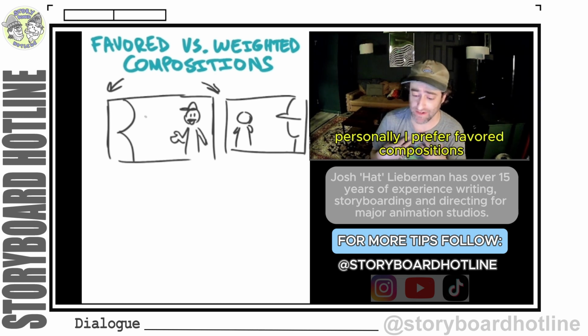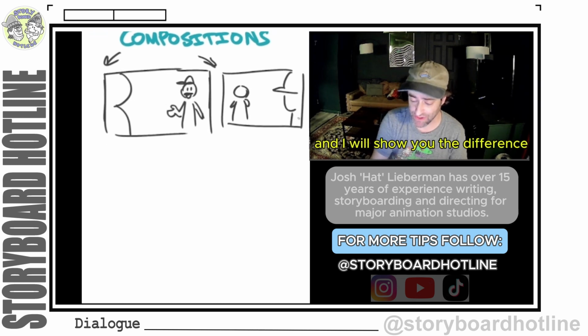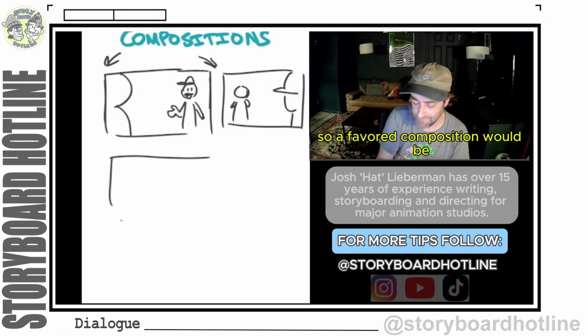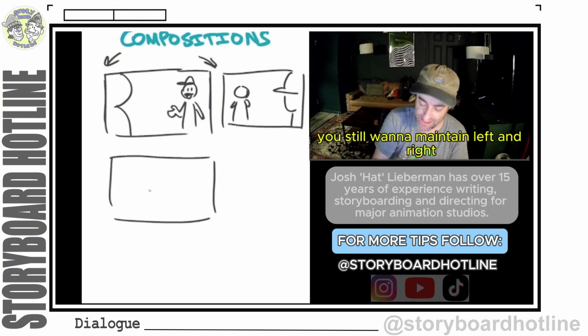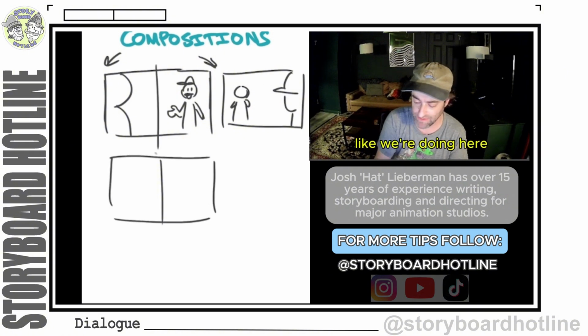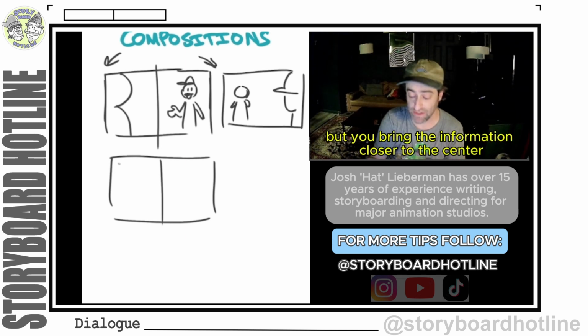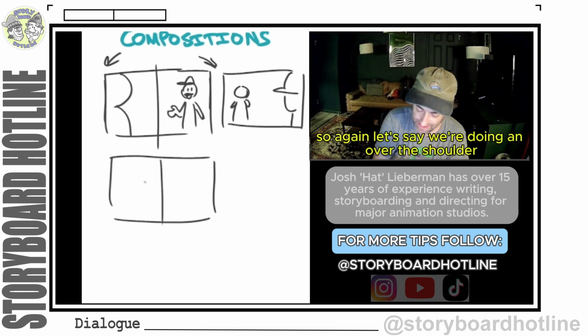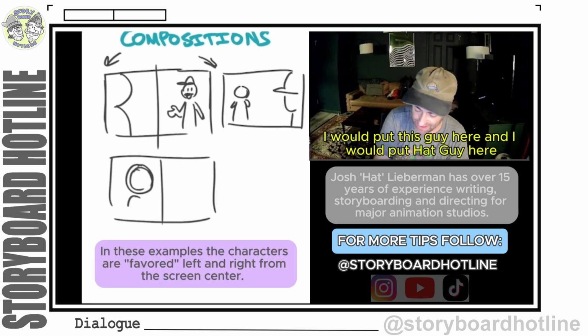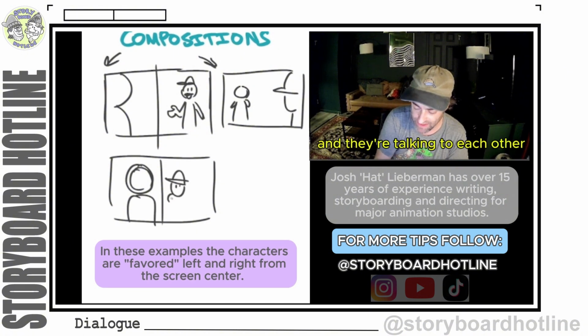Personally, I prefer favored compositions, and I will show you the difference and I'll show you why. So a favored composition would be you still want to maintain left and right like we're doing here, but you bring the information closer to the center. So again, let's say we're doing it over the shoulder. I would put this guy here and I would put hat guy here, and they're talking to each other.